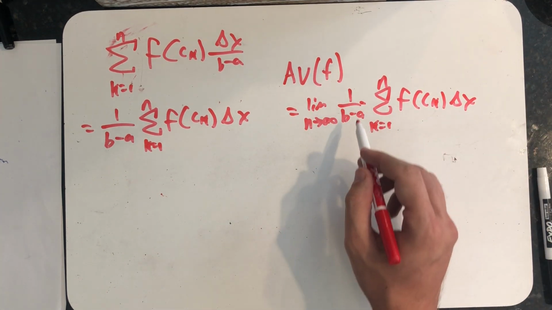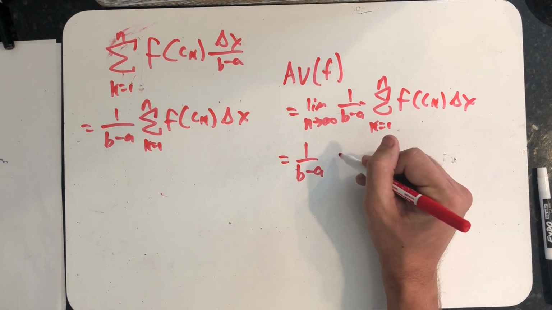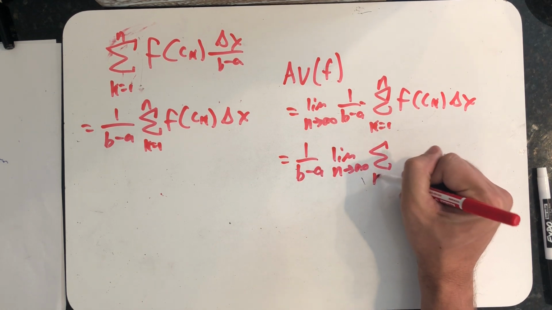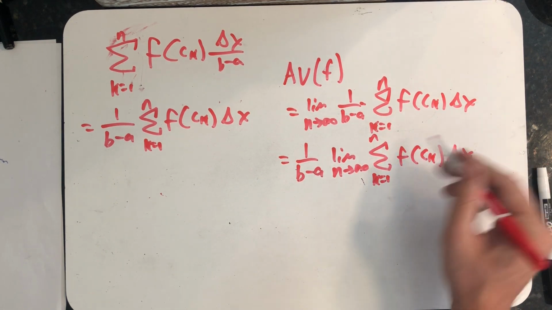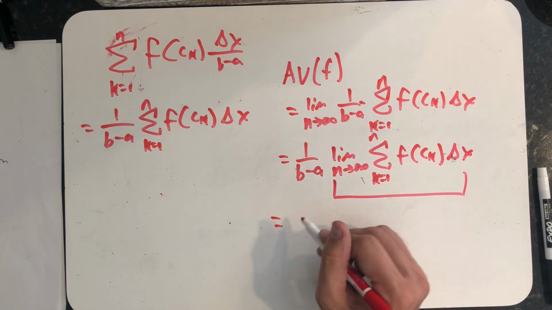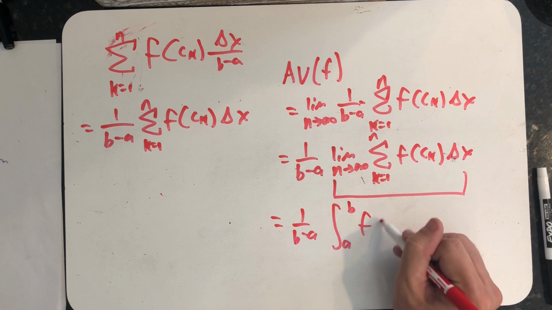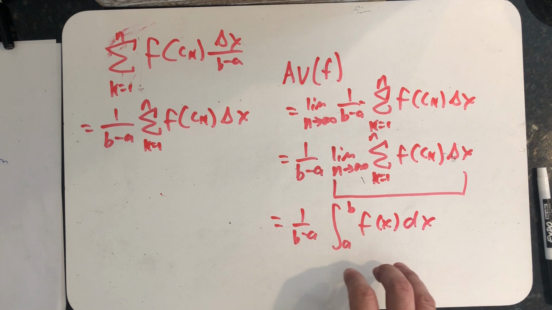And even better than that, 1 over b minus a is still a constant. I can pull that out front of a limit. And what I have here is the definition of the definite integral from a to b of f of x dx. The average value of an integrable function over the interval ab is 1 over b minus a times the definite integral from a to b of f of x dx.